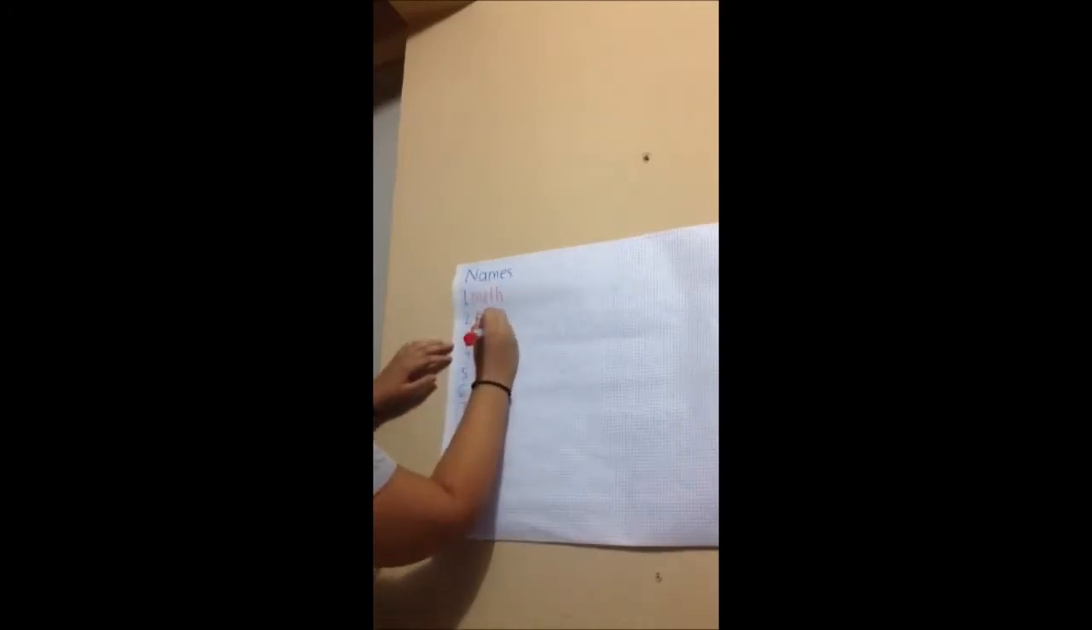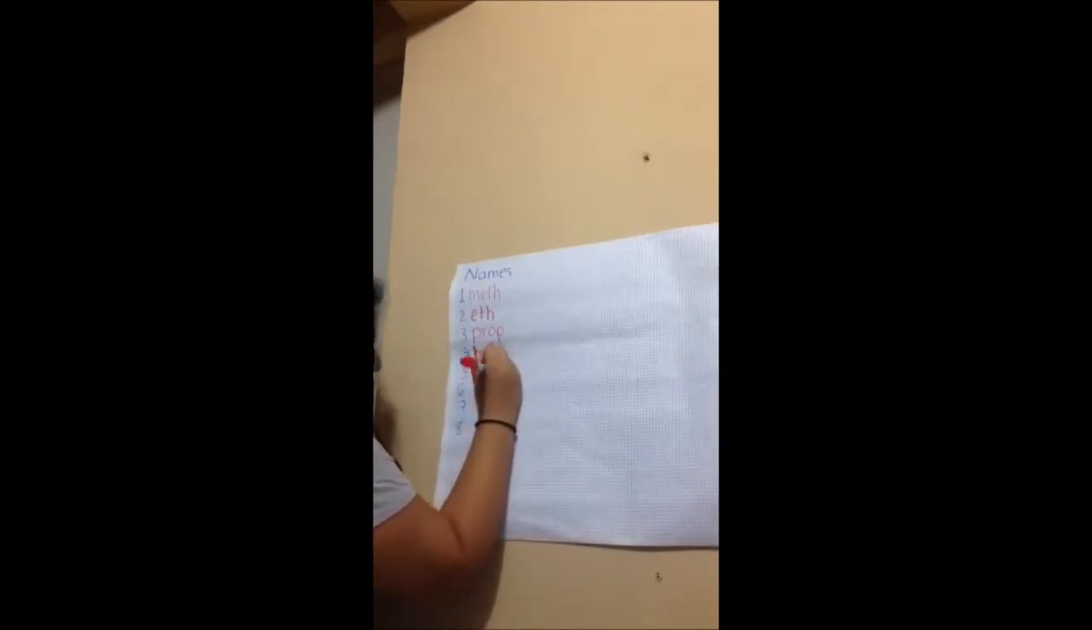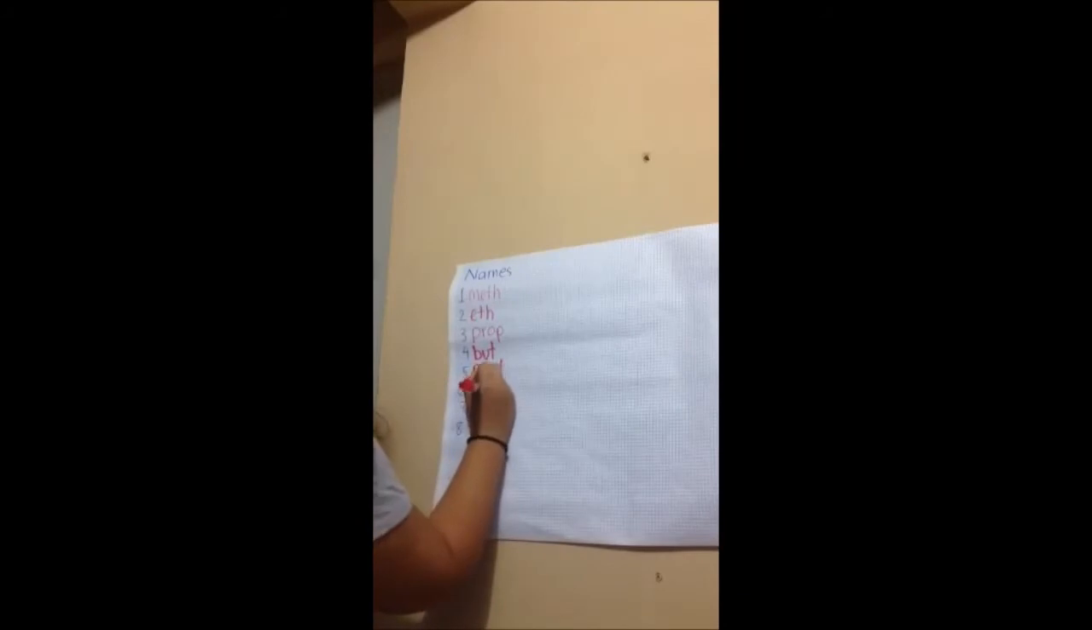The first prefixes are: the first with met, the second with eth, the third with prop, the fourth with but, the fifth with pent, the sixth with hex, the seventh with hept.